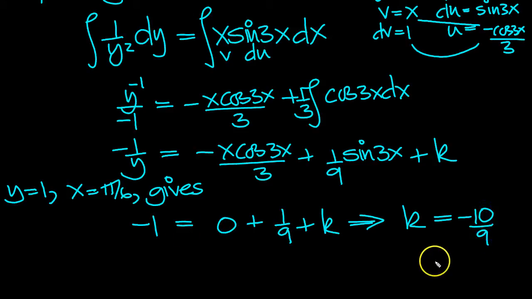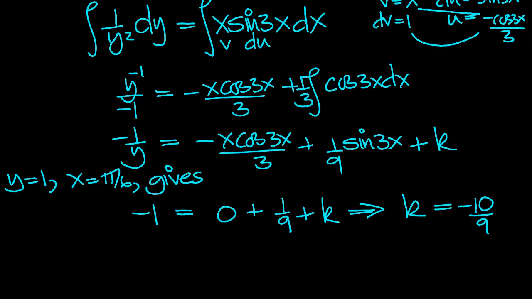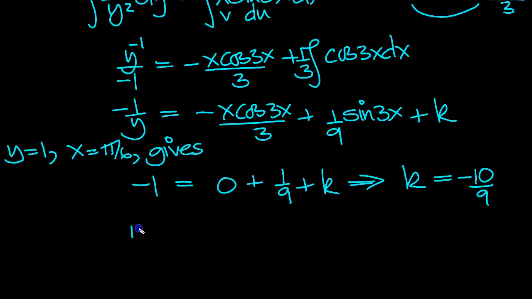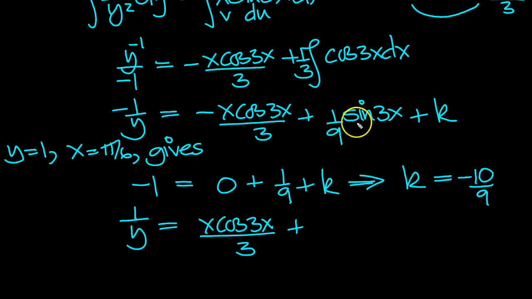So there's k. So we can run the minus through to start with then, so 1 over y is equal to minus of this plus minus this. So just run the minus through all the terms to get rid of the minus here, and then minus this, which is plus 10 over 9.